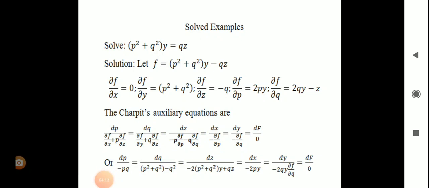Here first, del f by del x is equal to 0. Again we differentiate f with respect to y. We obtain del f by del y is equal to p square plus q square. Then del f by del z is equal to minus q. Del f by del p is equal to 2py. Del f by del q is equal to 2qy minus z. The Charpit's auxiliary equations are those which we have obtained in equation 12. Here we are putting in all the values of the partial derivatives.